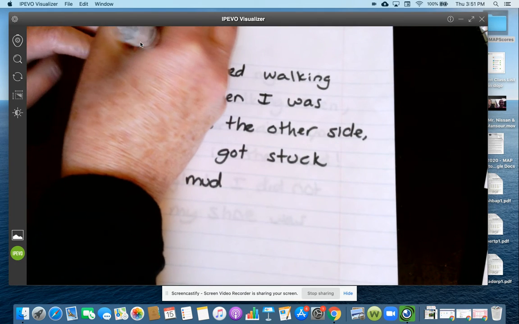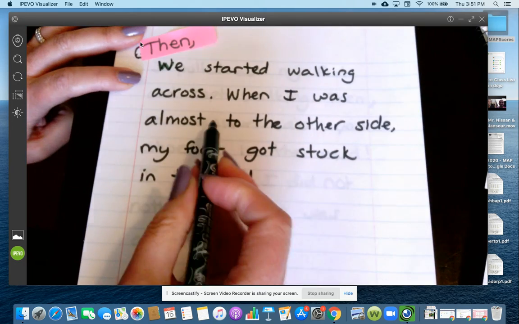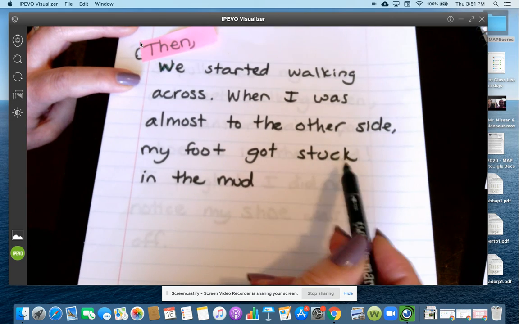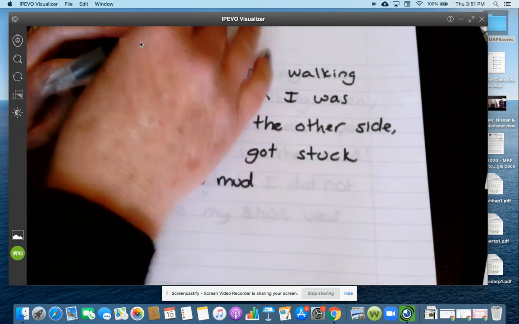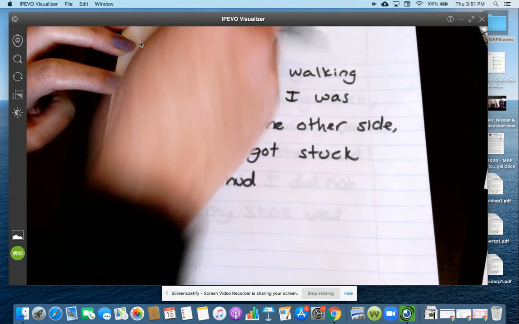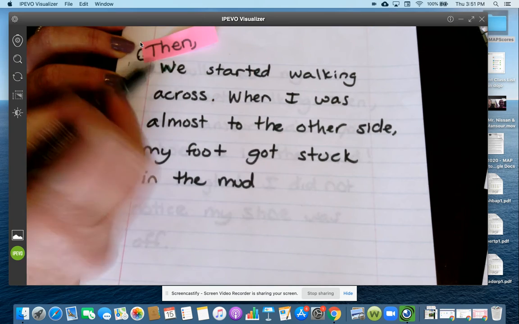Then, I'm going to make this a lowercase n, we started walking across. When I was almost to the other side, my foot got stuck in the mud. So again, I'm adding in this transition word. And if I'm using a sticky note, but you could always write the word right into your writing, okay, and just add it in.